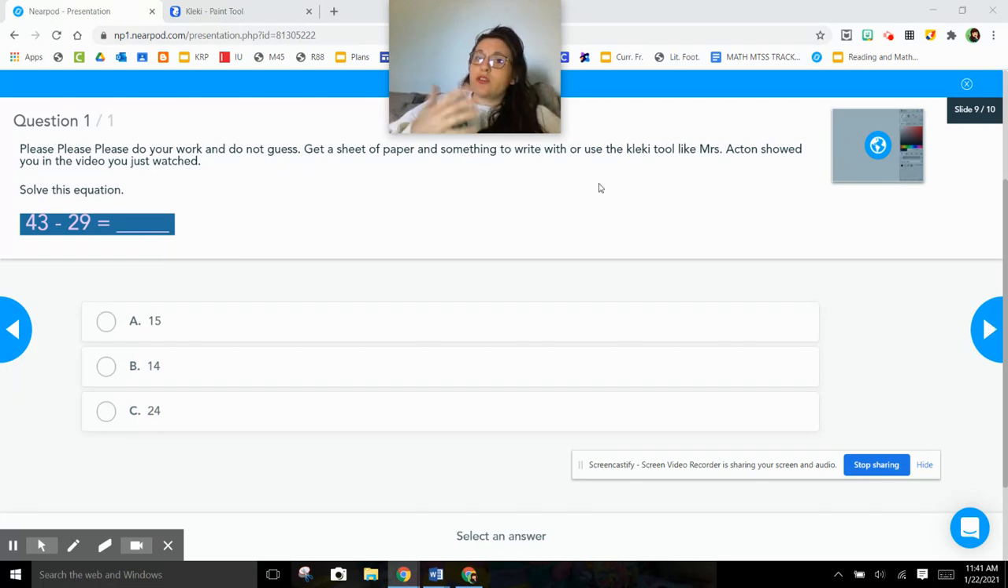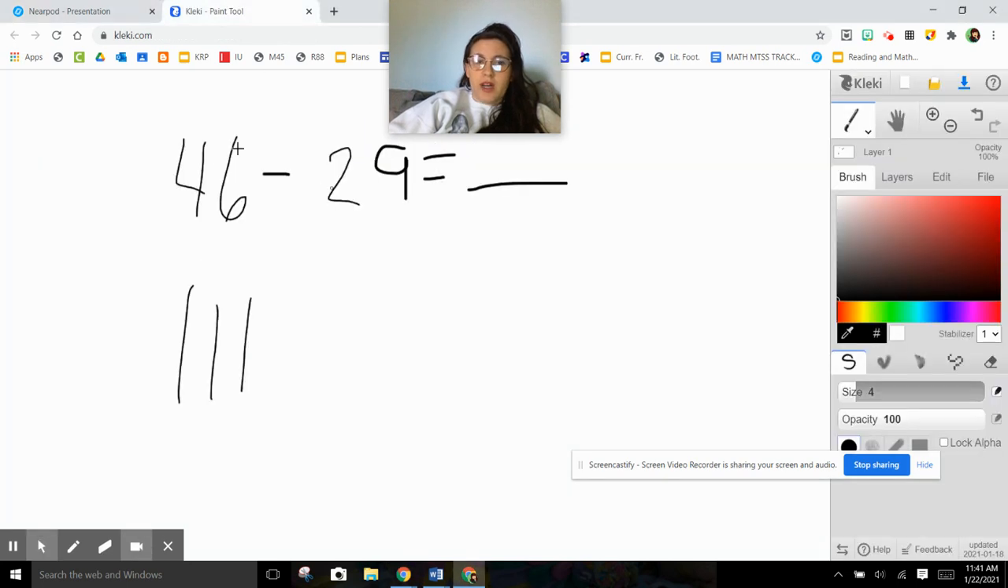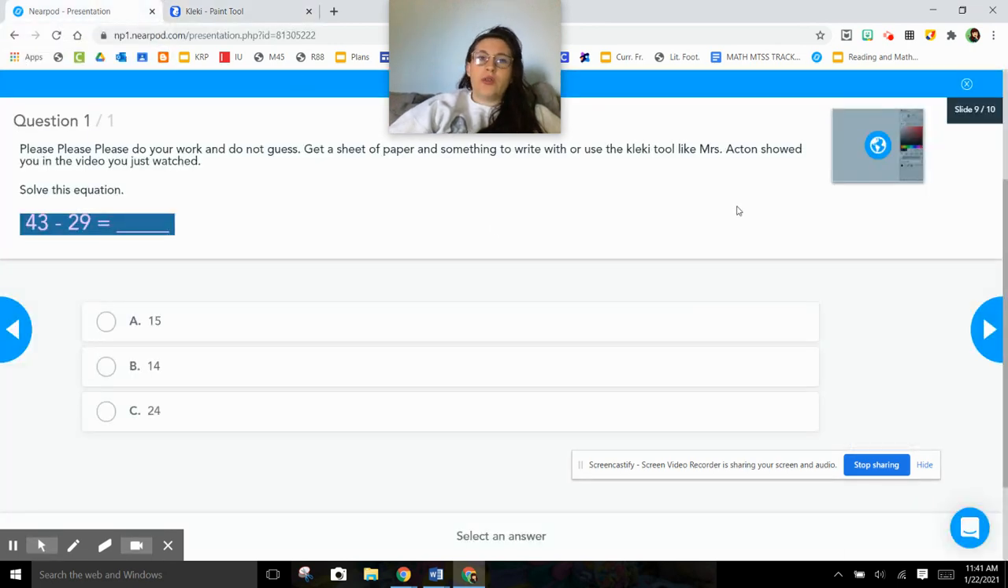So you're either going to use a scrap sheet of paper, drawing those models just like Miss Acton is doing here, taking away the models to get your answer, or you're going to do it on the Kleki tool. Kleki tool or scrap sheet of paper, it doesn't matter which, but please do this the best that you can and find that answer. Okay? Good luck.